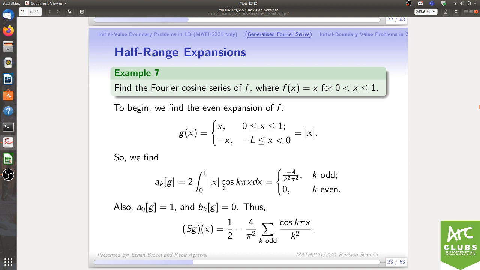Okay, now, using this, to find the coefficients, we just use integration by parts once again, and the formulas that we've defined above. So we get 2 times the integral from 0 to 1 of absolute value x times cos k pi x. And using IBP, because we know that absolute value x is just equal to x over that interval 0 to 1, we just have to integrate x cos k pi x. And similar to what we had before when finding the sine version, we end up with -4 over k squared pi squared when k is odd, and 0 when k is even.